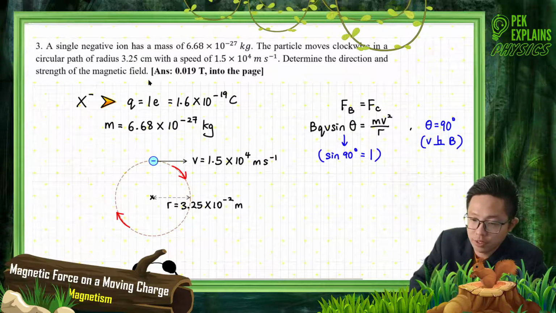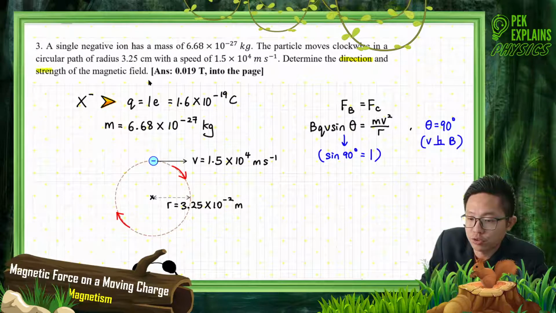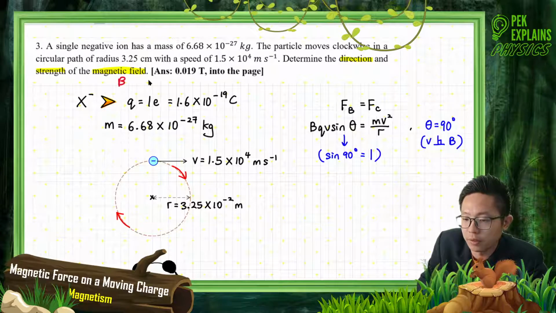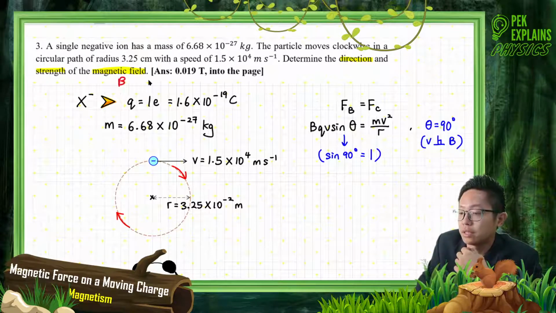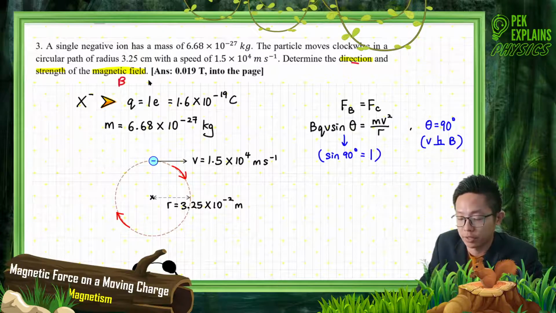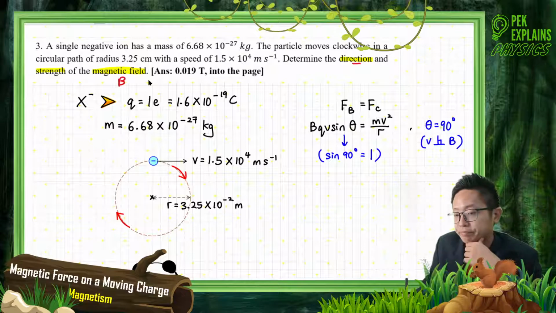Okay, so the question wants us to find the direction and strength of the magnetic field. So this is what we call the B. We want the magnetic field, the strength of it, that means the magnitude of the magnetic field strength, and also the direction. We need to give direction. Don't forget to give the direction. No direction, you lose marks.